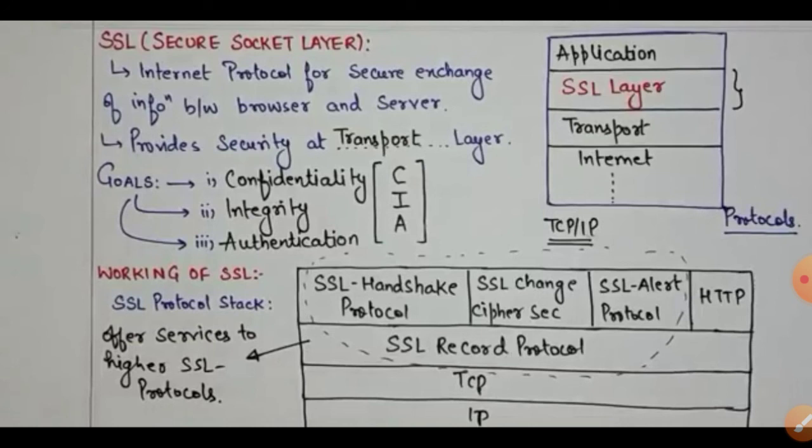And this SSL is offering three services: confidentiality, integrity, and authentication. This is achieved by using encryption and the compression function. Then this is the SSL architecture. The SSL architecture contains four protocols: handshake protocol, change cipher spec protocol, alert protocol, and the record protocol.